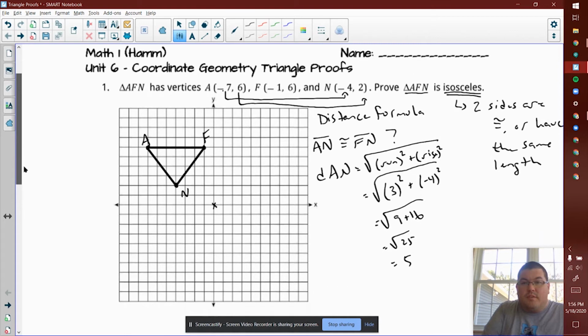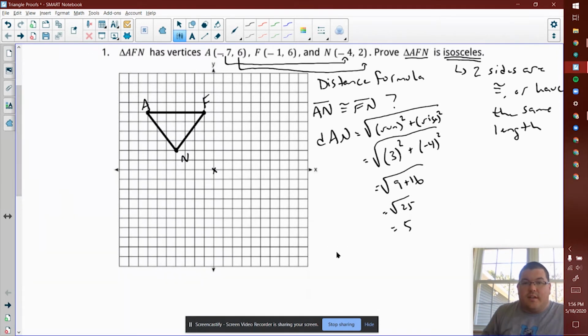Well, in order to prove that this is an isosceles triangle, we would need to find that the distance of either AF or FN is also 5 units. Well, we can calculate right away that AF is 6 units long. That one's pretty easy to do. So it's not congruent with AN, but let's check and see about FN.